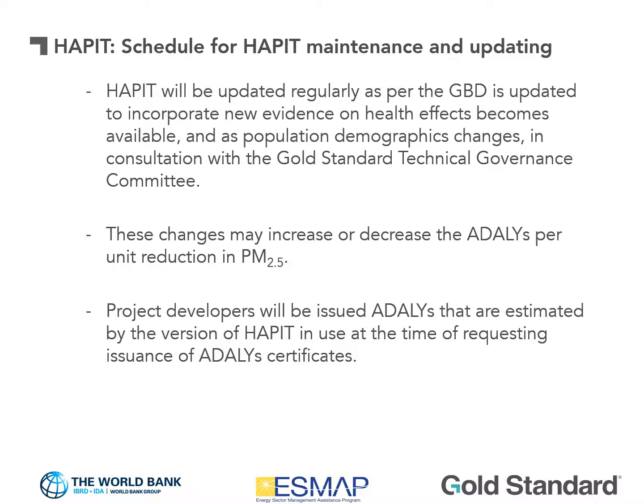HAPIT is a tool in flux and it will be updated regularly as per the Global Burden of Disease, as and when that is updated to incorporate new evidence on health effects as it becomes available and as population demographics change, in consultation with the Gold Standard Technical Governance Committee. These changes may increase or decrease the ADALYs per unit reduction in PM2.5. Project developers will be issued ADALYs that are estimated by the version of HAPIT in use at the time of requesting issuance of ADALYs certificates.